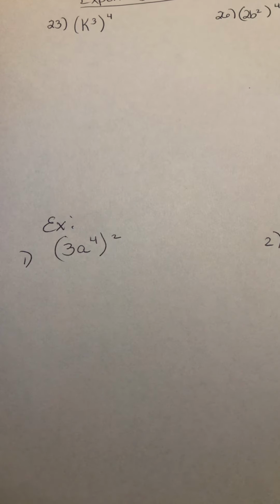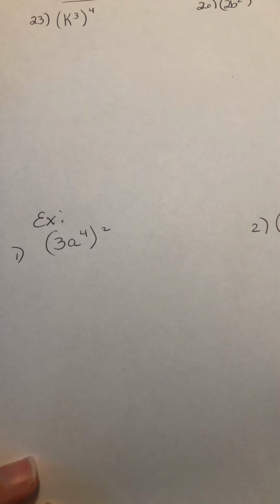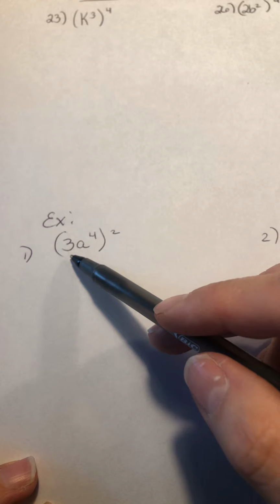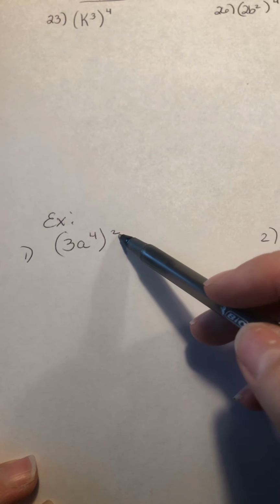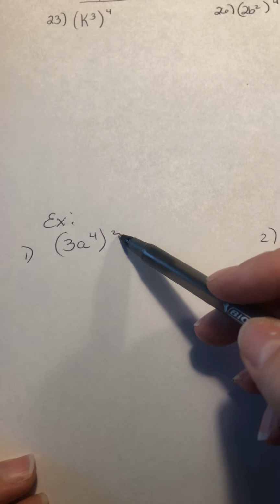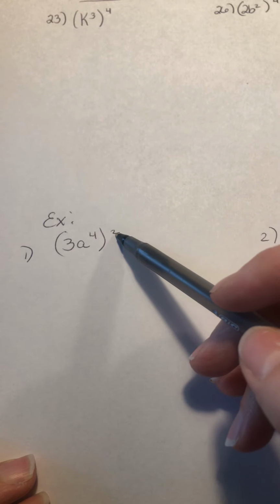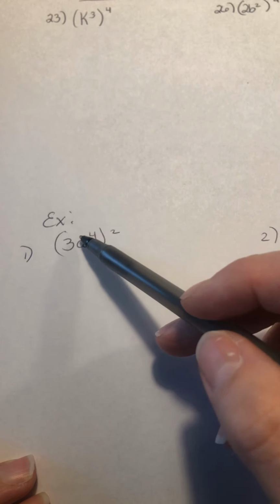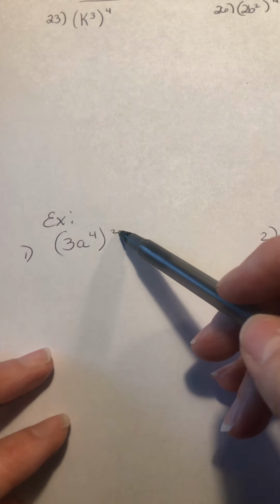Hi everybody, so just a couple more examples with exponents and multiplication properties. So on this example we have a product and we are raising it to a power. And if you remember from yesterday's lesson, when we have a product being raised to a power, we're going to take the exponents on the inside and multiply them by the exponent on the outside.